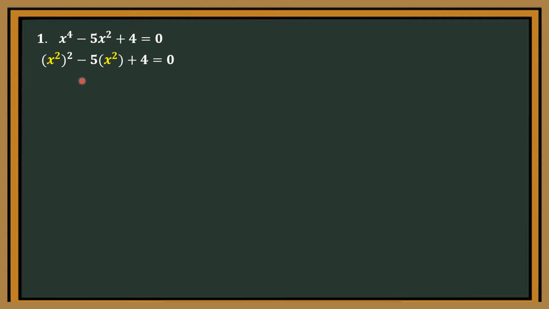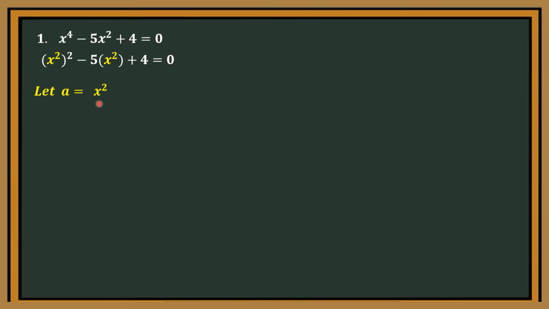in this way. So the quantity of x raised to the second power, quantity squared, minus 5 times x squared plus 4 is equal to 0. So mapapansin nyo, nakaseparate ang x squared. So since magkapareho sila, therefore, pwede tayo mag-assign ng another variable for this. Any variable pwede. So I'm going to use a for the x squared.